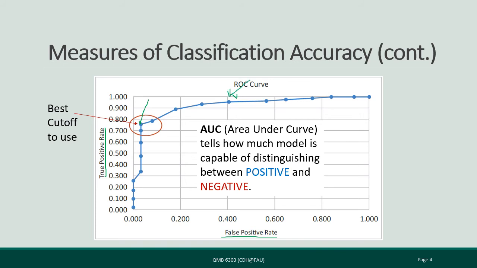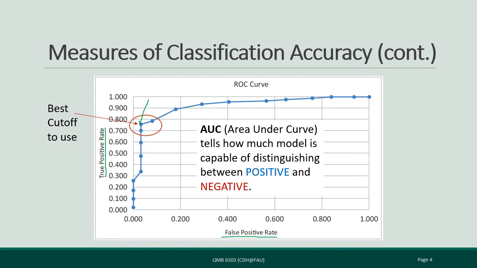But at the same time, the false positive rate is also very high. It's like 40%. So that's not what we want. We want a point where we can actually maximize the true positive rate and minimize the false positive rate at the same time. So we pick the point where we can use a good cutoff point.